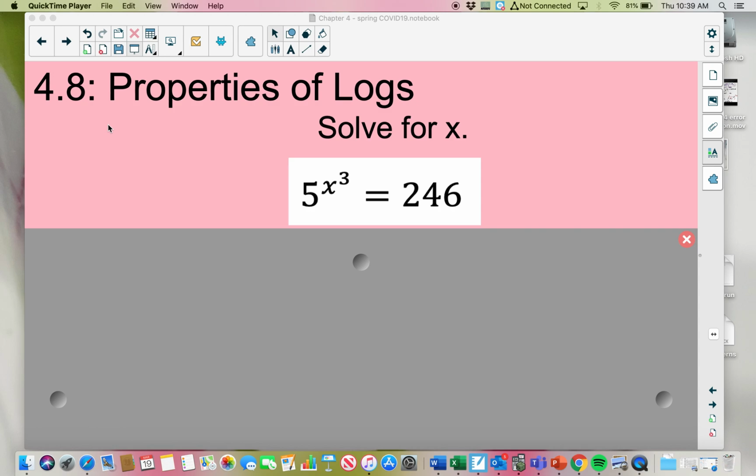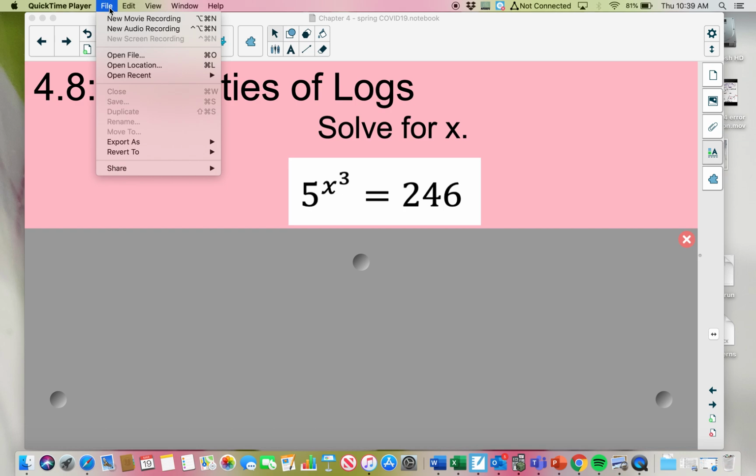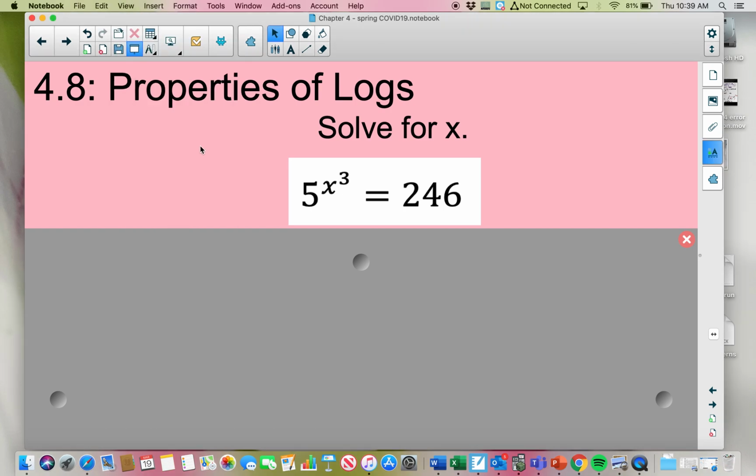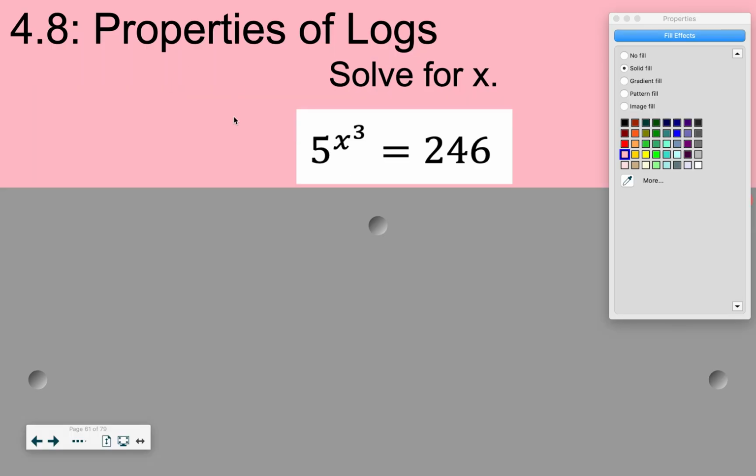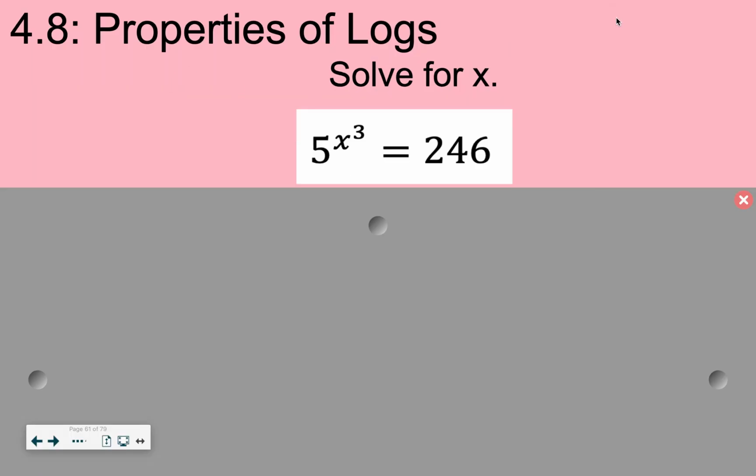Welcome. This is your final lesson for Chapter 4. So Section 4.8 is properties of logarithms. And the last video kind of covered what a logarithm is. So now we're going to use properties and get into graphing logarithms at the end.